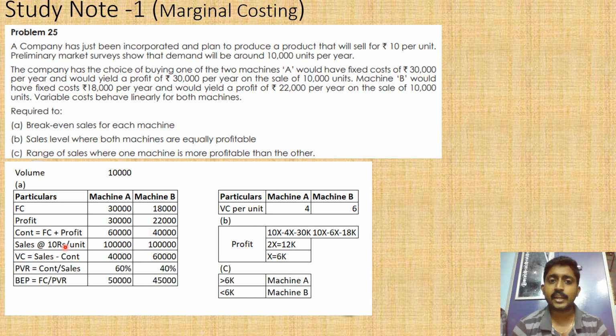Okay, sales at 10 rupees per unit. We know the sales volume is 10,000 in both cases and 10 rupees is the selling price. So 1 lakh is the sales in both cases, machine A and machine B. So you have the contribution, you have the sales.